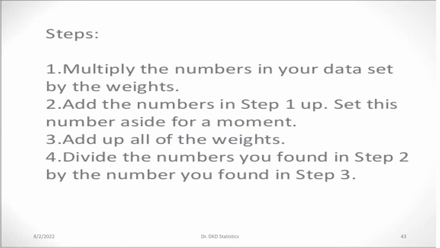Steps: Multiply the numbers in your data set by the weights. Add the numbers from step 1. Set this number aside for a moment. Add up all the weights. Divide the number you found in step 2 by the number you found in step 3.